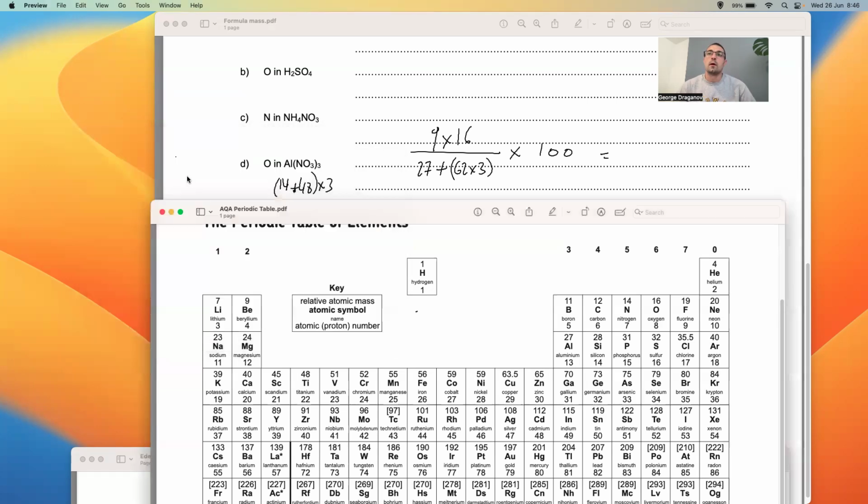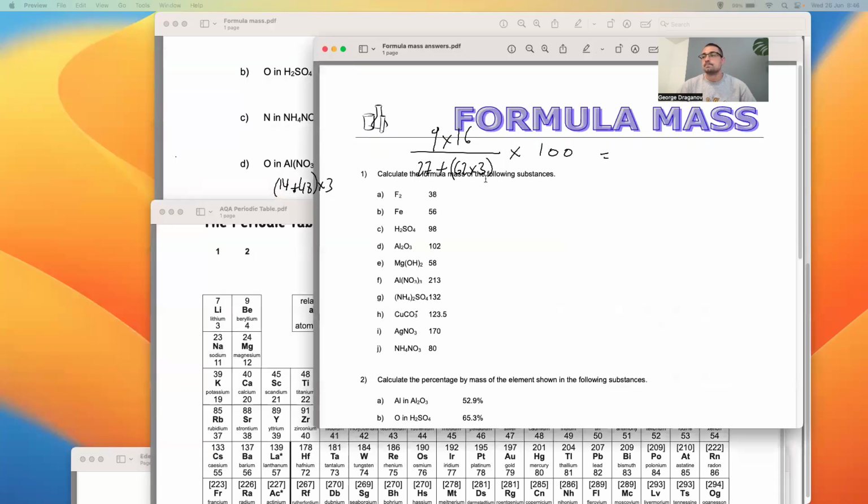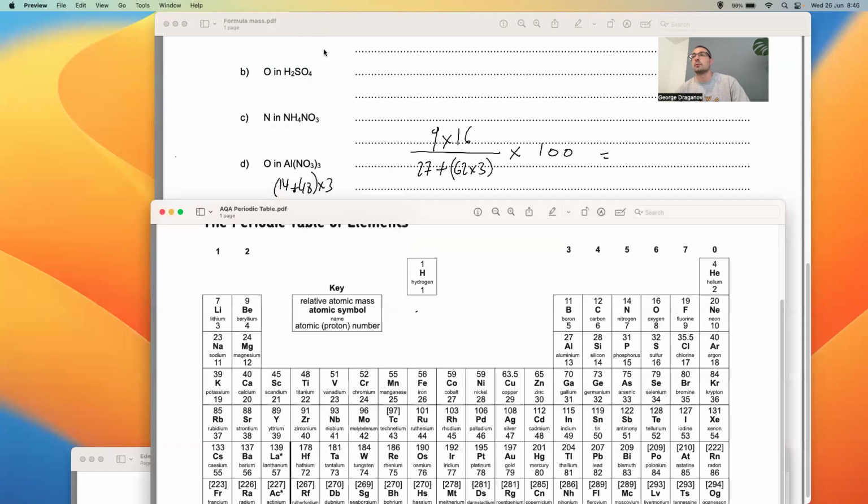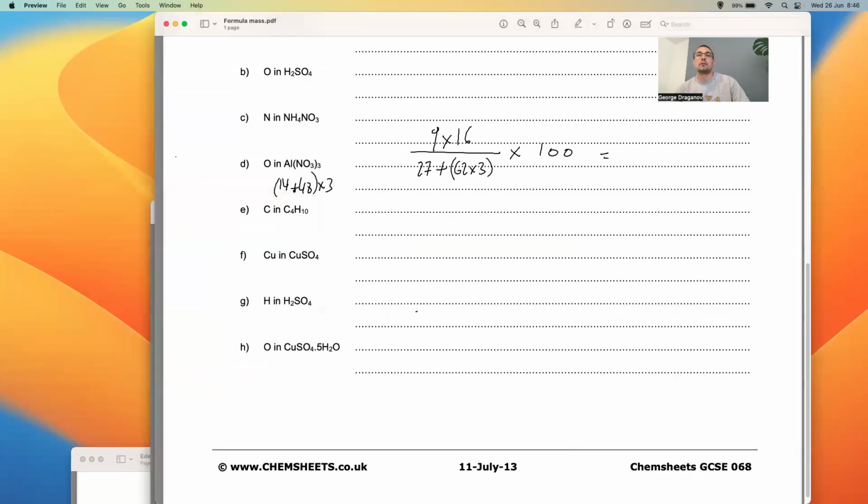Answers. The answer will give you 67.6%. So 67.6 would be your final value, to 3 significant figures. Always read how many significant figures. These questions are not that common, but they can come up, so just don't forget how to do it.